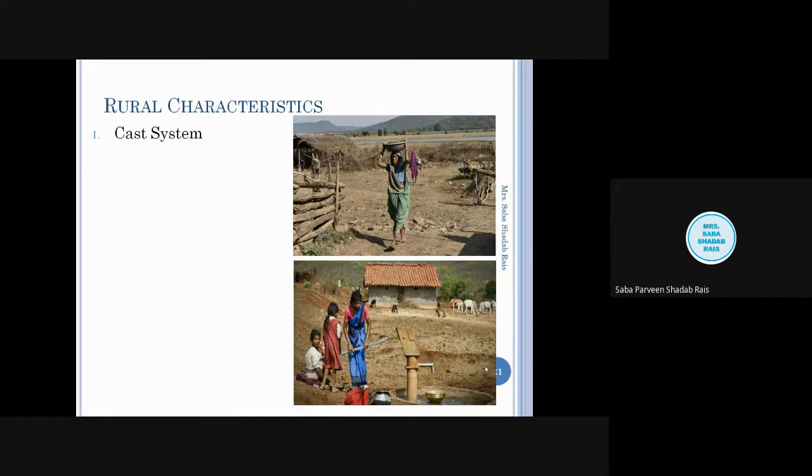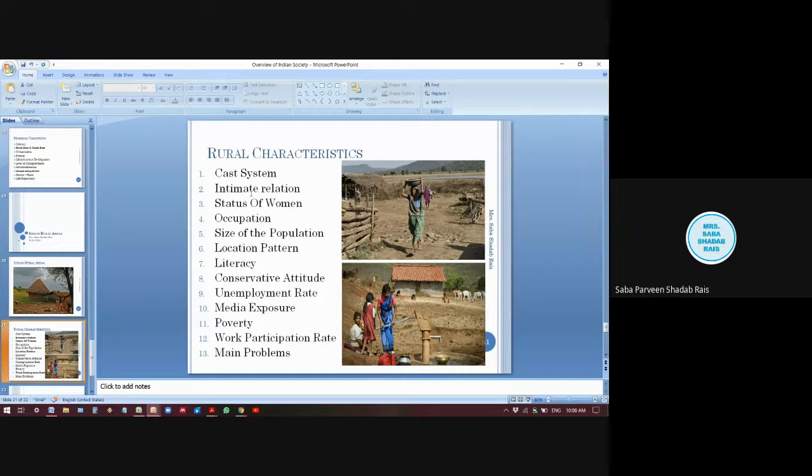Students, let me tell you, there is a spelling mistake in the word caste. It should be t-e.